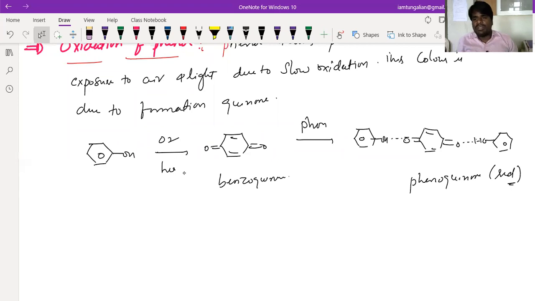So basically what happens, phenol is a colorless compound, and when it is exposed to atmospheric air in the presence of light, it will attain a red, pink or brown color due to surface oxidation. Okay, so there are some other oxidations of phenol.